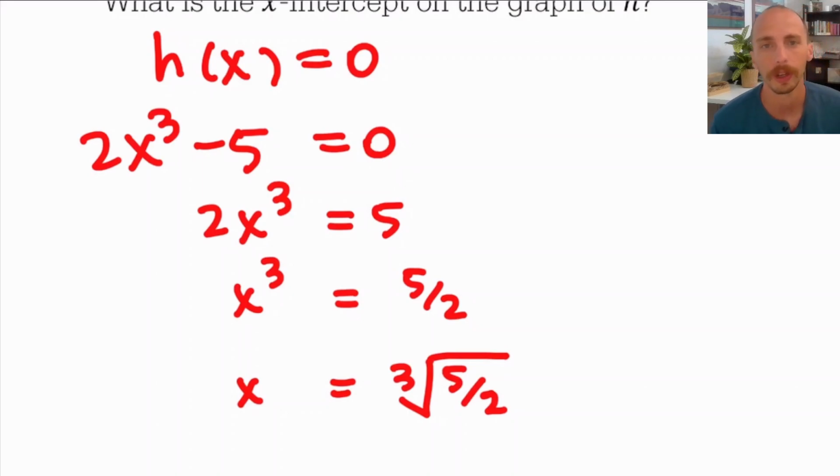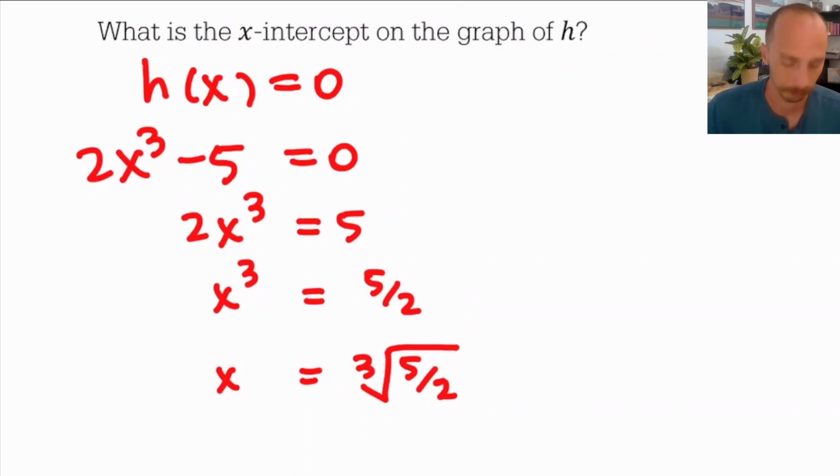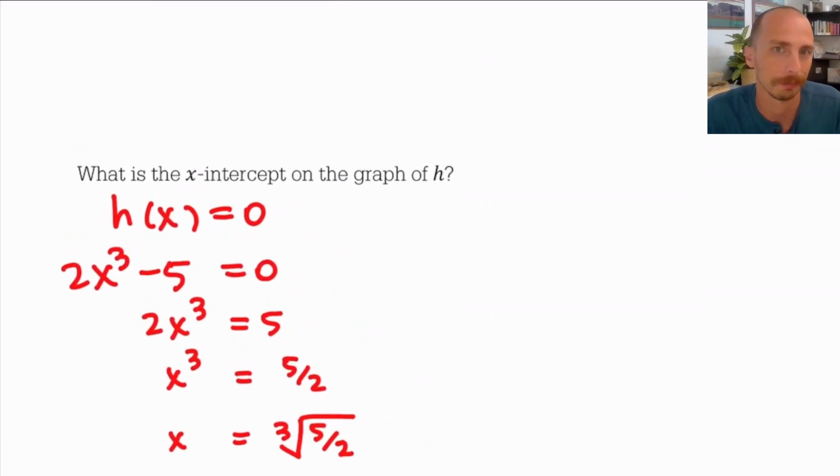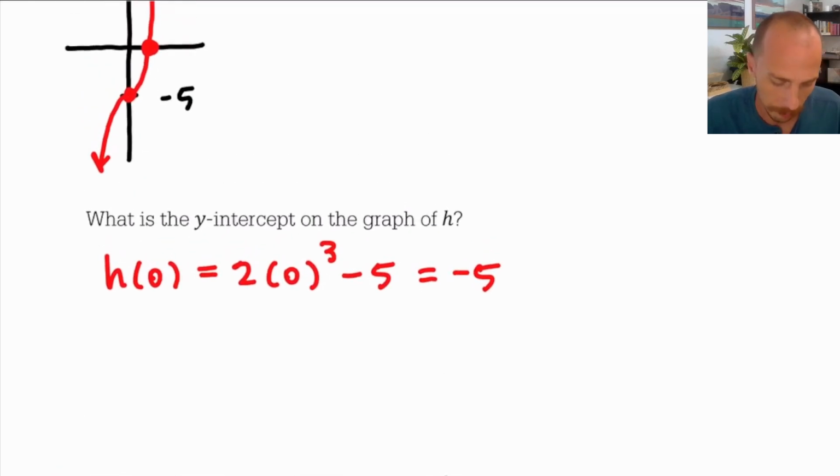So that's going to be the x-coordinate of my x-intercept, and we solved for it, right? It's a number. It's there. It's positive. And that's pretty much confirming what we saw in our sketch. I don't really know what the cube root of 5 halves is. I doubt it's that big of a number. Definitely less than 5, right, based on my sketch of the graph. But you can see it's a positive number. That's good enough for us.